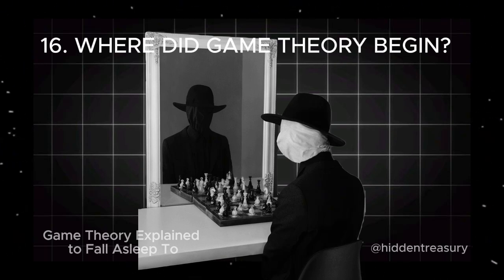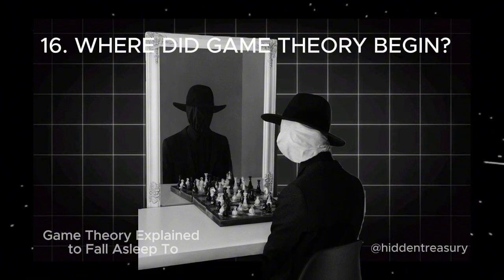For centuries, thinkers had explored strategy in different forms: military tactics, political maneuvering, even chess. But those were mostly informal. There wasn't a clear mathematical way to analyze decisions involving multiple people with different goals. That changed in 1944. That year, a mathematician named John von Neumann and an economist named Oscar Morgenstern published a book titled The Theory of Games and Economic Behavior. It was the first serious attempt to turn strategic decision-making into a science.